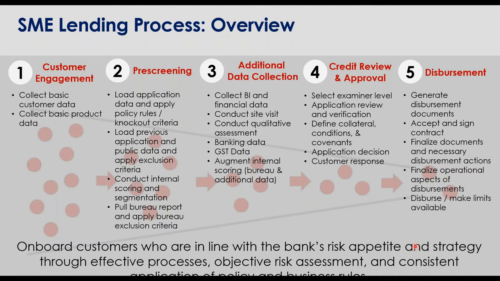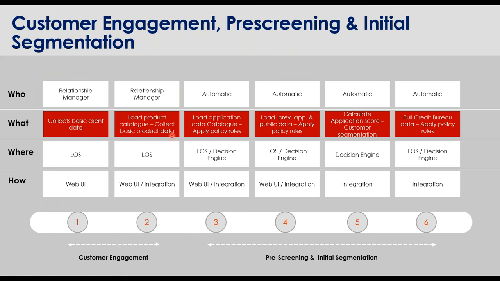who is doing what in this? What are the things that they're doing, and where would it work, and how would it work? I think these are the key questions that we would always get, right? So from a customer engagement, pre-screening and initial segmentation standpoint, the relationship manager is going to get some basic information, also collecting the basic product data that is there. Then there is an automatic layer that applies the policy. It applies the public data or the private data that is there. It would compute the application score and it would pull the credit bureau. So all this should flow in a relatively seamless manner from an engagement, pre-screening and initial segmentation standpoint.